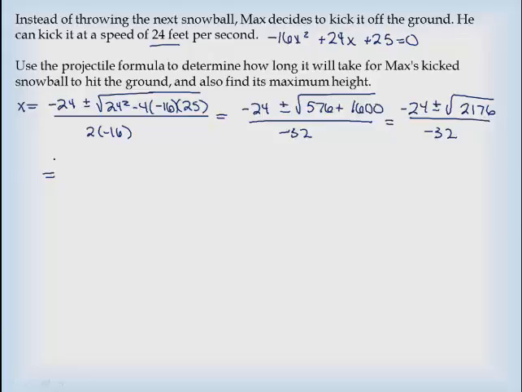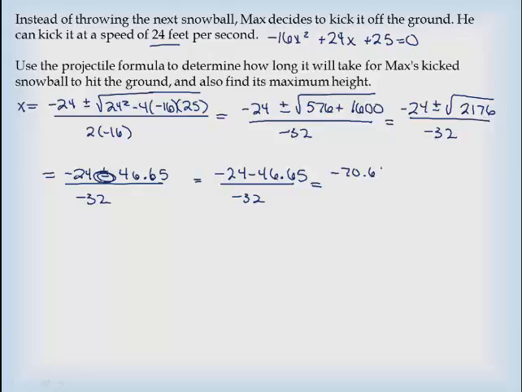Okay, if I take the square root of 2176, I'm going to get a decimal again, but I'm going to go ahead and keep that decimal because, again, we're looking for time. And I'm going to do the subtraction only because I want it to be positive. So negative 24 minus the 46.65 over the negative 32. So I'm going to get negative 70.65 over negative 32. And I'm going to divide by 32, and I get 2.21 seconds.